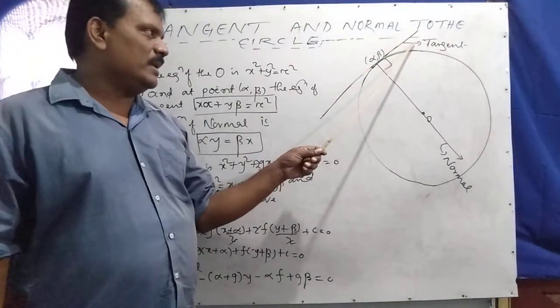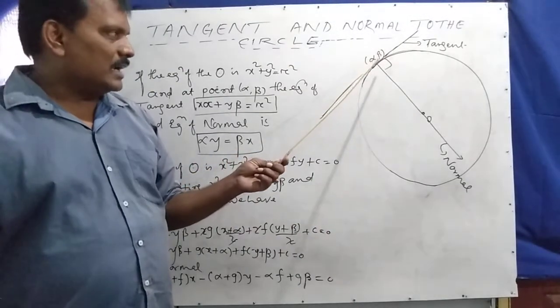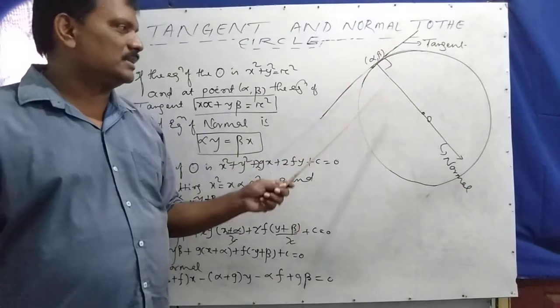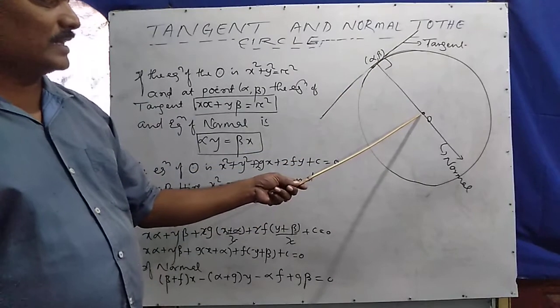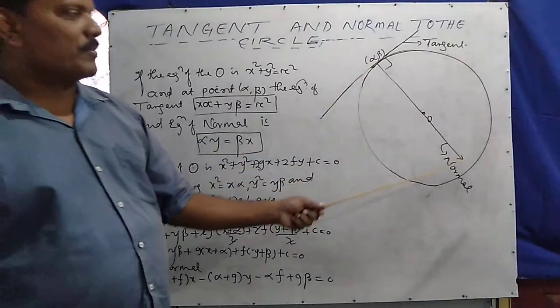So how many points does the tangent touch the circle at? There is only one point. At the point of contact of the circle and the tangent, a perpendicular is drawn, and that perpendicular passes through the center of the circle. This is the center of the circle. Okay, this is the normal.